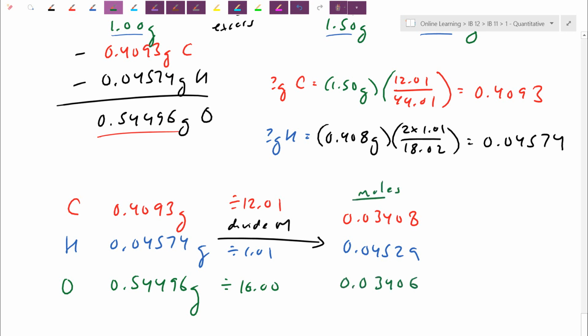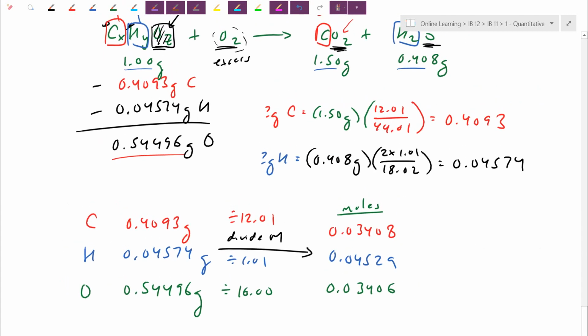These numbers here, technically speaking, would actually be moles. I could actually at this point say my empirical formula is C 0.03, hydrogen 0.04, oxygen 0.03. But what I'm going to do here is start making them nice whole numbers. Divide out the smallest one here, 0.03406. So the bottom one goes to 1, 0.03408 is just a smidgen over it. It's basically 1. And then we have 0.04529 divided by 0.03406. That gives me roughly 1.33.